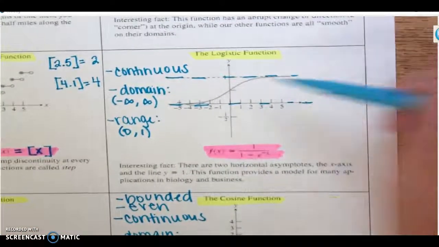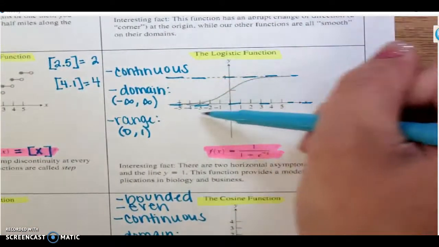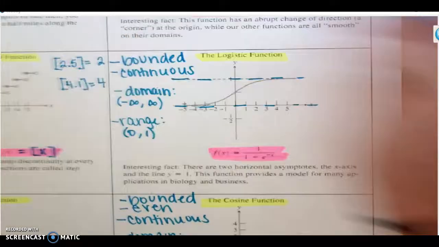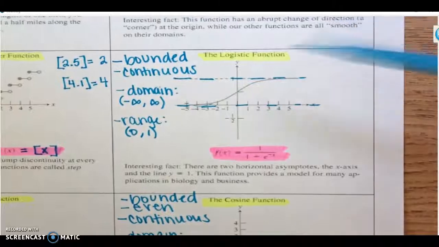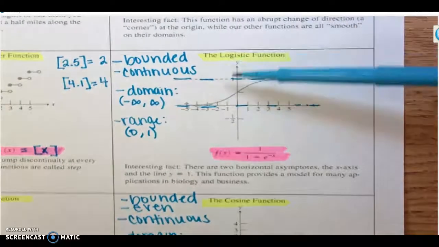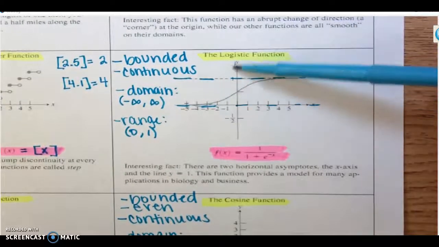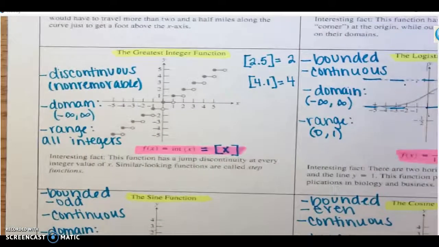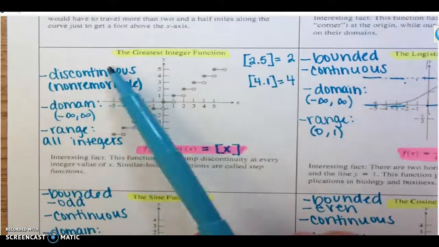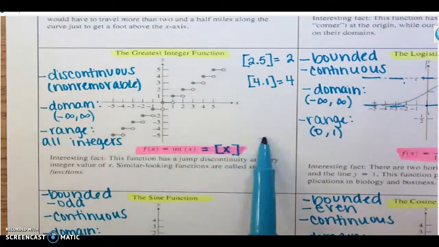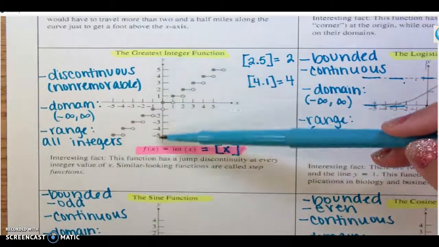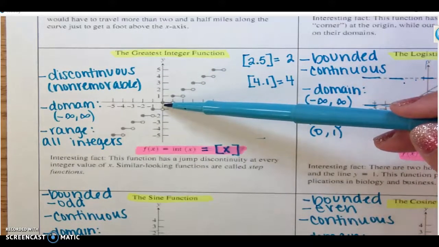So if we look at our logistic function here, this one is also going to be bounded because it already has those asymptotes, but it's never going to cross anything higher or lower than that. I didn't talk about odd or even for logistic, but it's not symmetric at the origin, and it's also not symmetric at the y-axis because it would flip over here. So that's neither even nor odd. And then our greatest integer function will keep going up forever and keep going down forever, so it's not going to be bounded. I'm not going to write anything for that. And this one is also not going to be symmetric, so it's not going to be even or odd.